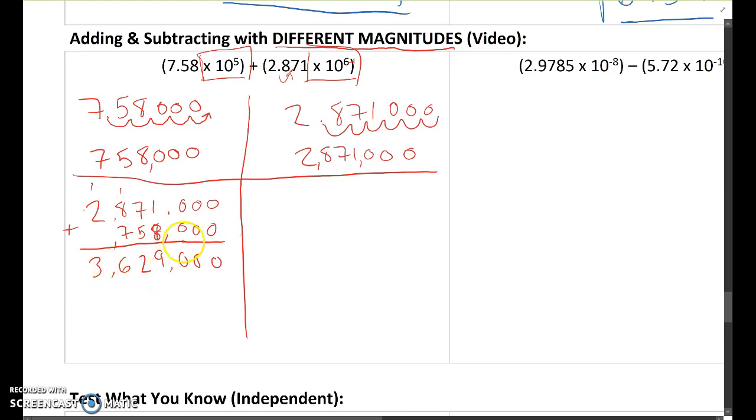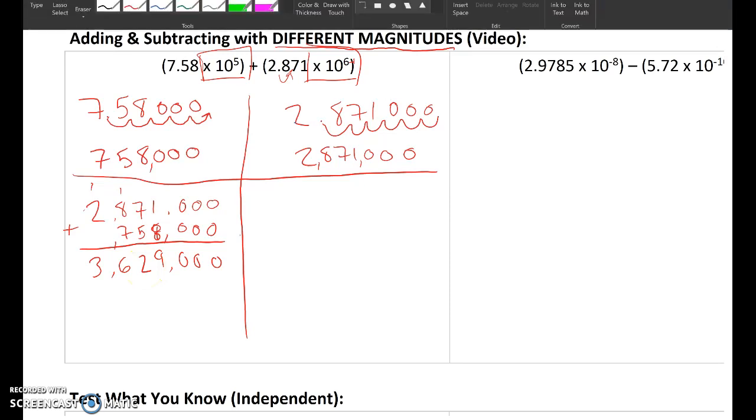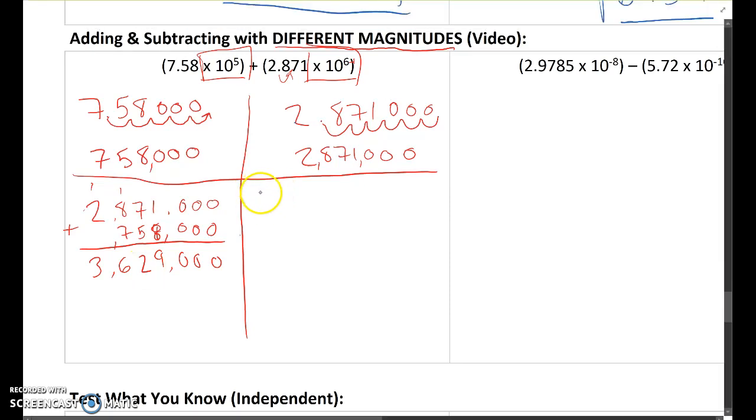So 3,629,000. You can do that. There's absolutely nothing wrong with that. The other way to do this, which could save you a little time, I'm going to do in blue over here, is by saying this.